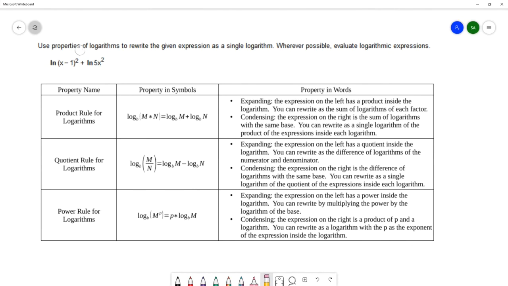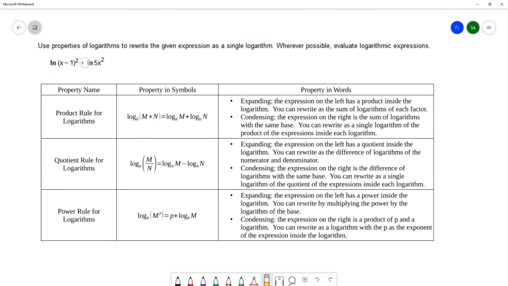For this question, we want to use the properties of logarithms to rewrite the given expression as a single logarithm. Wherever possible, evaluate the logarithmic expressions. The logarithmic expression we're given is natural log of (x minus 1) squared plus natural log of 5x squared. So one thing to take note of is that these individual logs both have natural log, which is base e. We're only allowed to write logarithms as a single logarithm when they have the same base. So these have the same base, we are able to write them as a single logarithm.